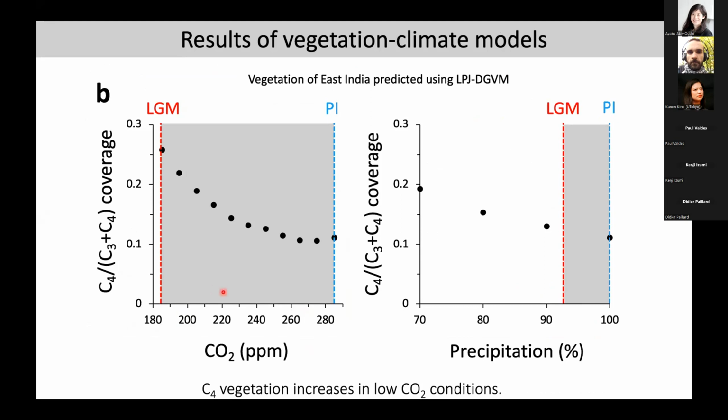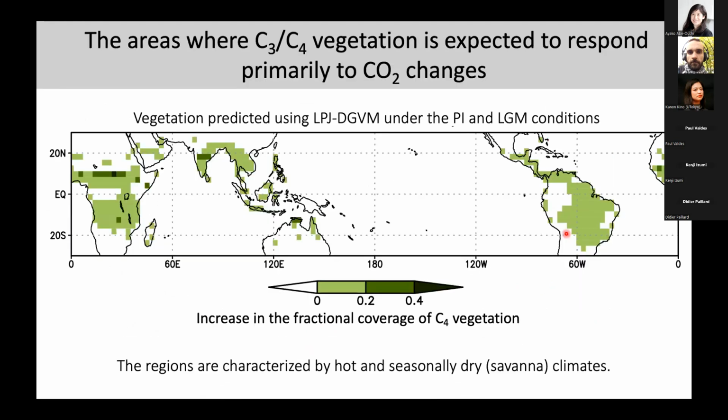And this is the result of the sensitivity test of the CO2. So with decreasing CO2, C4 vegetation coverage increased. On the other hand, the precipitation didn't affect the C4 vegetation coverage so much. And this map indicates the green colored areas where C3, C4 vegetation is sensitive, responding primarily to CO2 change. It means whitish parts respond to temperature or precipitation.